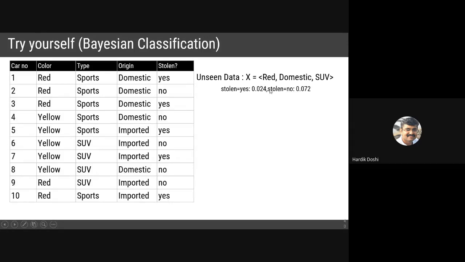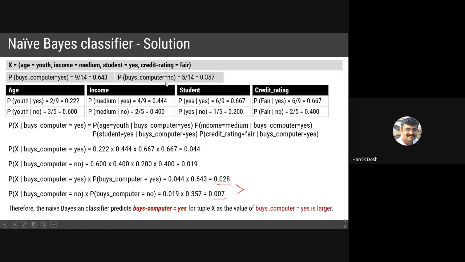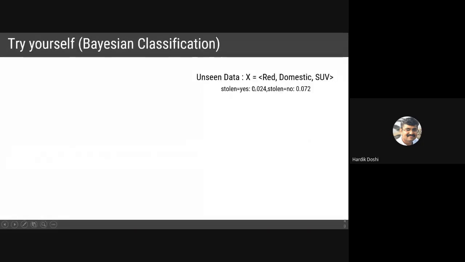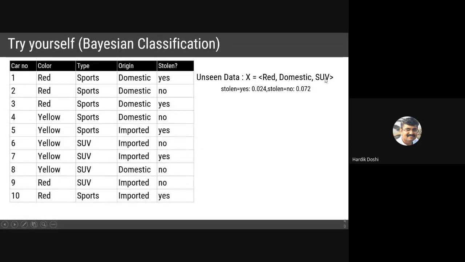So for that, I want the answer for X with red color, origin domestic, and type SUV. So you need to find out what you should get. See, I have given the direct answers. You need to compute them based on this formula. See, you are having this X. What is your X? Red, domestic, SUV.